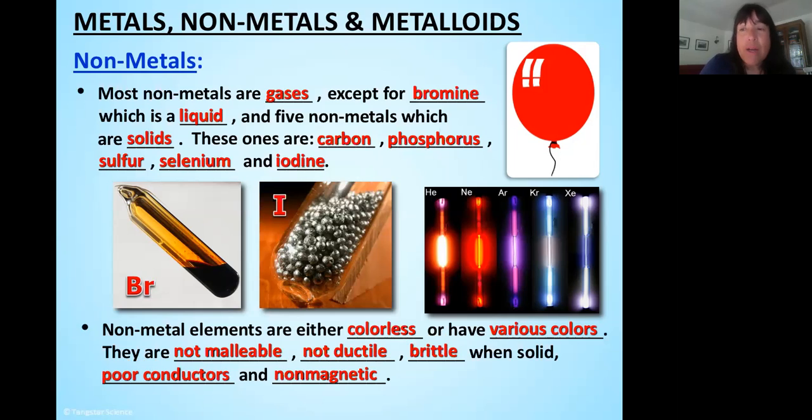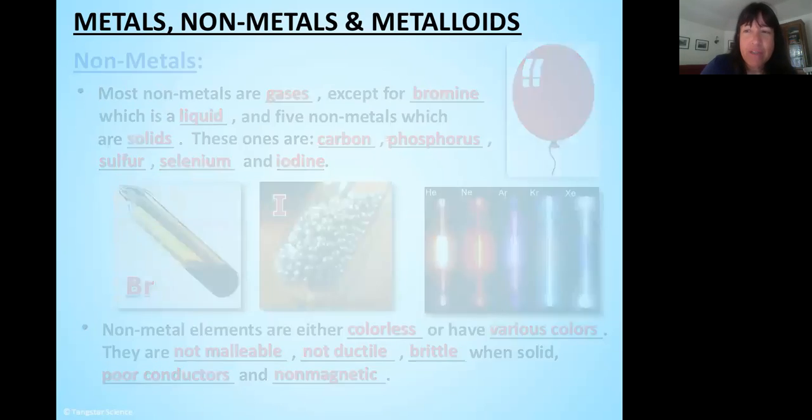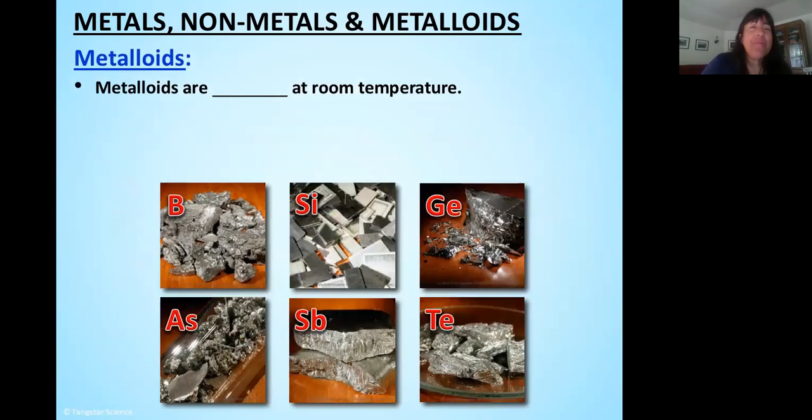So the way I do this is I memorize what the metals are like, and then nonmetals are completely the opposite. It's a little trick of the trade. Metalloids are all solid at room temperature.